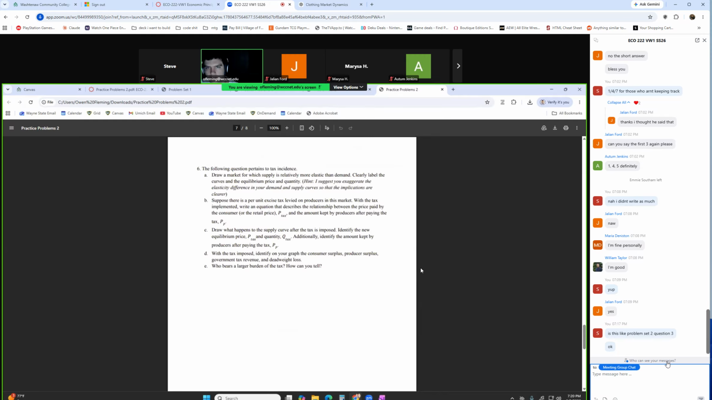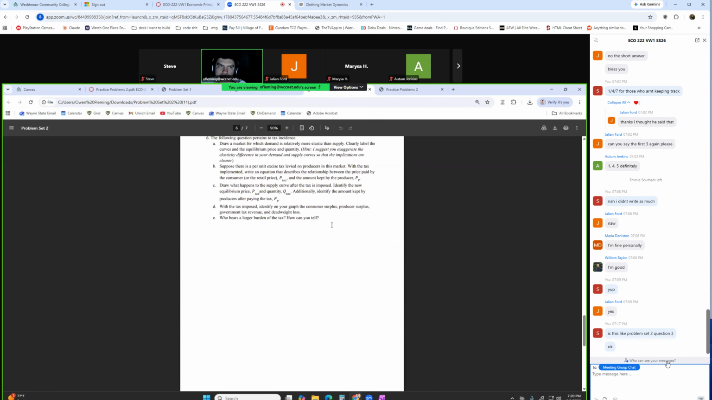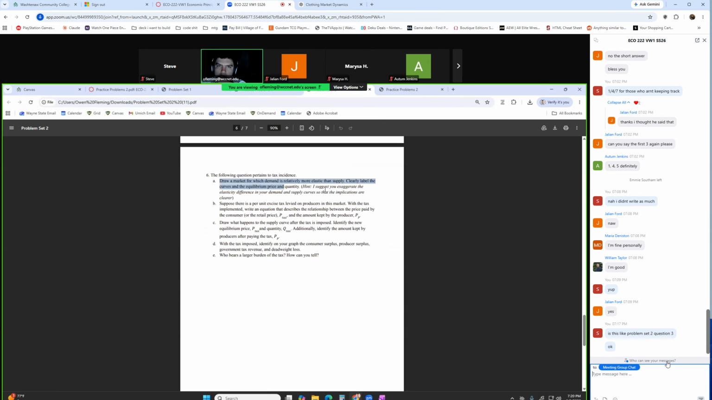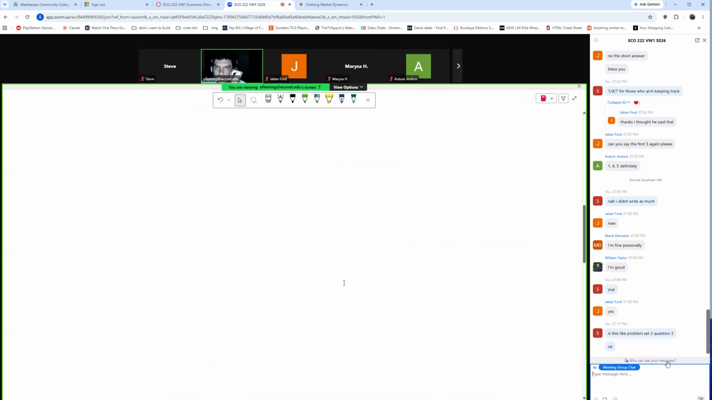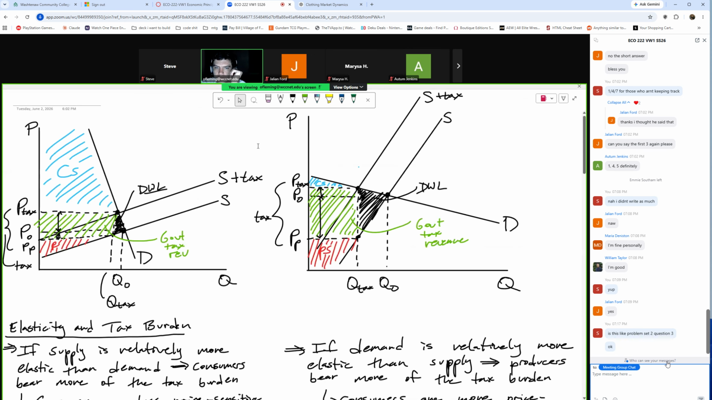6, yes. Okay, 6 is a yes. It's the same exact thing as 6 on problem set 2. This one, demand is relatively more elastic. This one, supply is relatively more elastic. So it's just going to change the burden, basically. It's literally the difference between these two things right here.